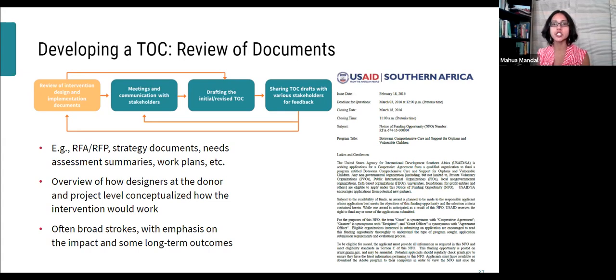These documents provide an overview of how the program designers at the donor and the project level initially conceptualized how the intervention would work. It's often broad strokes, especially with the documents that are created at the beginning of a program, and the emphasis is on the impact and some of the long-term outcomes. So the documents may provide some insights into categories of interventions being designed, for example, trainings or mobile service provision or education, but they don't always provide details of those interventions. Next.